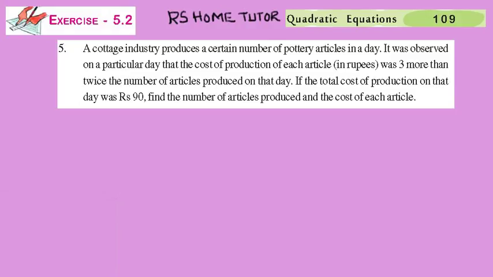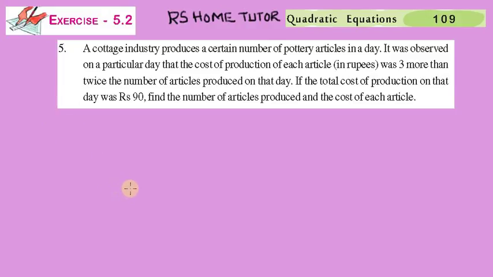The question is given in this way: a cottage industry produces a certain number of pottery articles in a day. It was observed on a particular day that the cost of production of each article is 3 more than twice the number of articles produced on the day. If the total cost of production on the day was 90 rupees, find the number of articles produced and cost of each article.